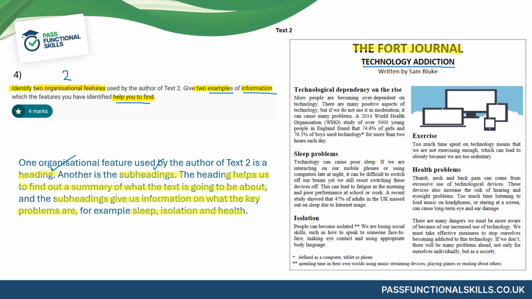Make sure when you're doing this answer, you make it clear which organisational feature you're referring to for which example. So try and write in full sentences as much as you can. So for this question, they're not asking you about the function of the organisational features. They're wanting you to use the organisational feature to pull information from the text. So what information does that organisational feature tell you?